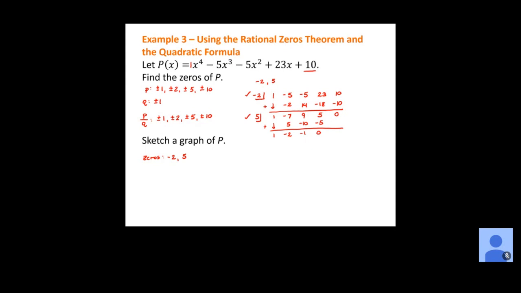Now, let's think about the factored form of this polynomial at this point. So if negative 2 works, what's one of my factors? X plus 2. Good. So I know one of my factors is x plus 2. What's another factor going to be here? X minus 5. Good.